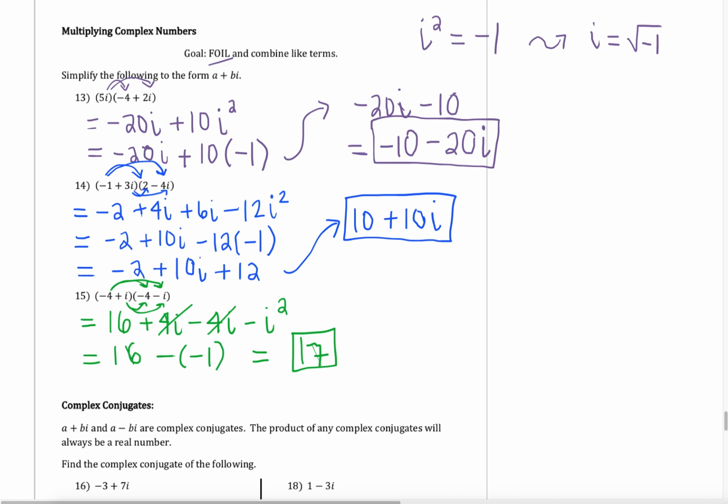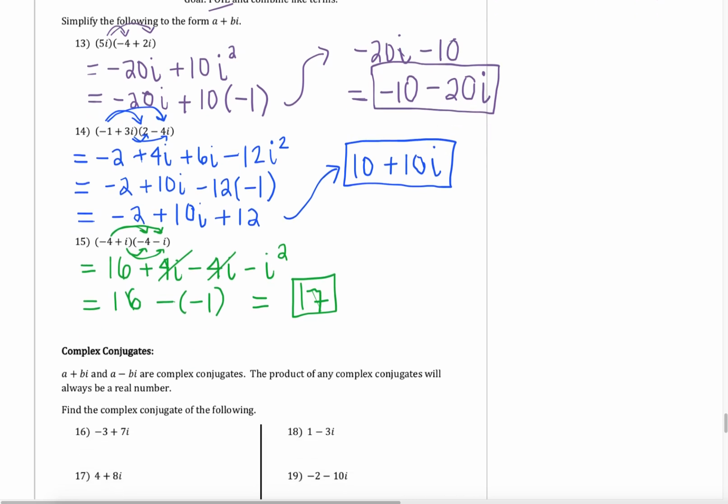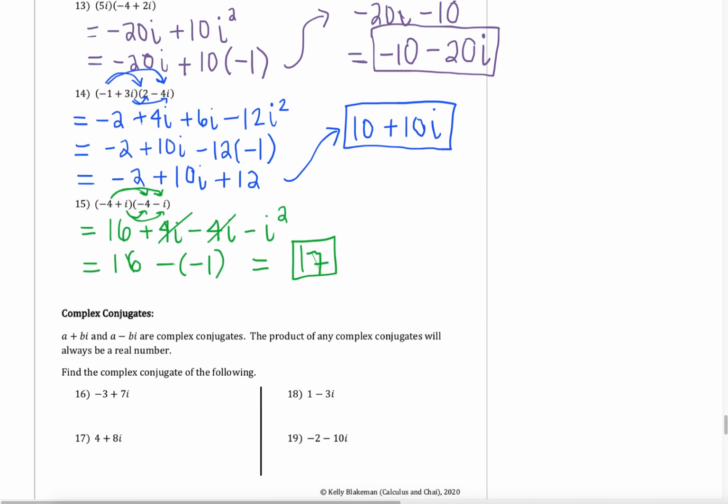versus a complex number. And the reason that happened is because -4 plus i and -4 minus i are what we call complex conjugates. That's going to be the last topic we talk about in this part of the video. So complex conjugates are defined to be a plus bi and a minus bi. So here our difference is that in one term I have the positive imaginary part, and in the second term I have the negative imaginary part. And the product of any complex conjugates will always be a real number, just like we got in example 15.